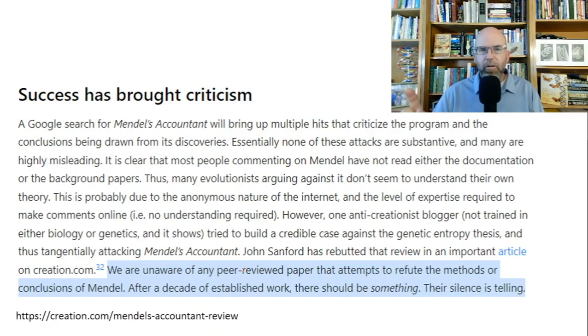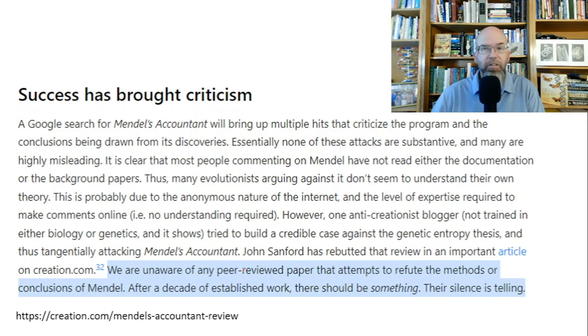Continuing in Carter's article at the very end, this is the last section. "A Google search of Mendel's accountant will bring up multiple hits that criticize the program and the conclusions being drawn from its discoveries." Okay, so now we have an admission that there are complaints about Mendel's accountant, right? There are criticisms. And I found many of these same criticisms, and I've been involved and know people that have made some of these criticisms of this program. So yes, you can find that there are critiques of Mendel's accountant. So if there are critiques, what does he have to say about those?